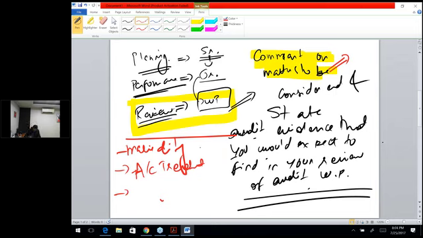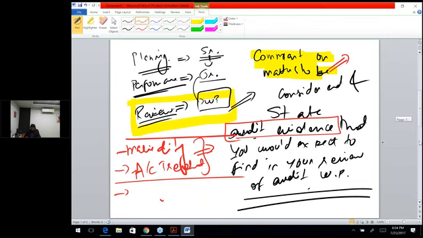So when the question says comment on the matters to be considered, you discuss materiality, whether this is a material matter or not. The second one is the accounting treatment. And the third thing that you do is when it says and state the audit evidence that you would expect to find in your review of the working papers.